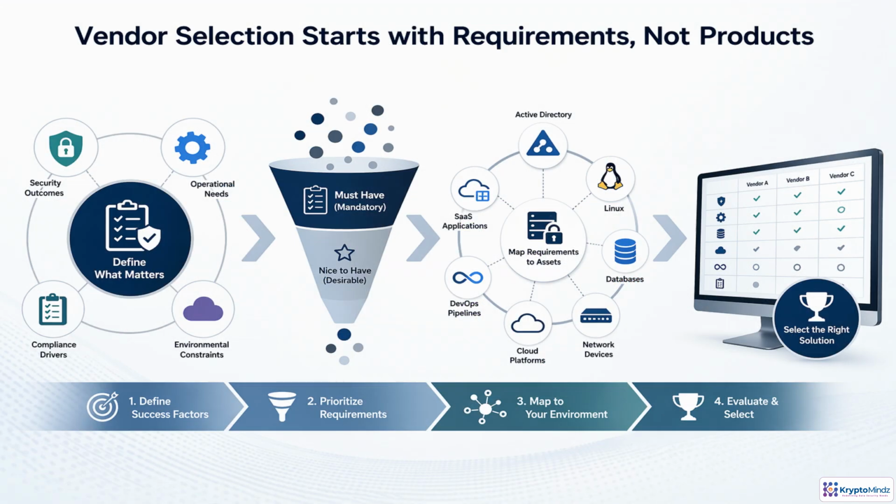Strong PAM vendor selection starts before the product demo. Begin with the outcome you need: vaulting, least privilege, session monitoring, cloud role governance, remote access, or secrets management. Then separate must-haves from nice-to-haves, because attractive features can distract from the real control objective. From there, map requirements to the assets you actually run, including directories, servers, databases, network devices, cloud platforms, DevOps tools, and SaaS apps. Finally, be realistic about operations.